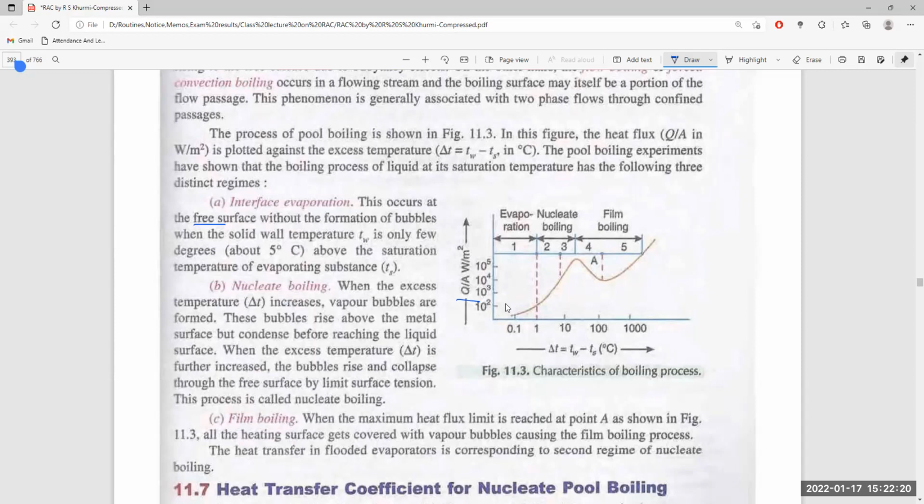So as the excess temperature ΔT increases, vapor bubbles are formed. These bubbles rise above the metal surface but condense before reaching the liquid surface. When the excess temperature increases further, bubbles rise and collapse through the free surface due to surface tension. This process is called nucleate boiling.